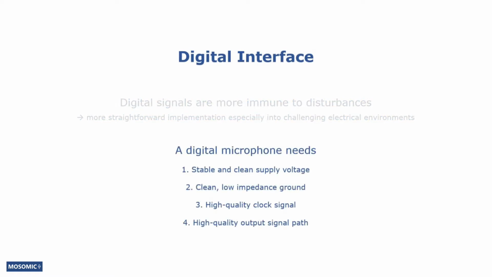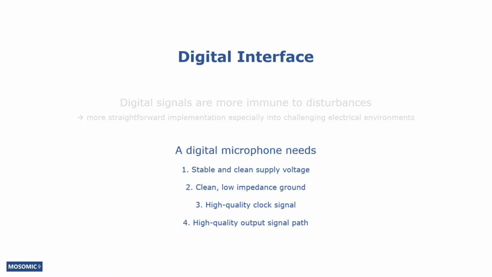The basic needs of the microphone have to be fulfilled. It needs a stable and clean supply voltage. It needs a clean, low impedance ground. A digital microphone also needs a high quality clock signal that sets the timing of the digital interface. The design of the clock line circuitry and the components in it are critical factors in a digital microphone implementation.